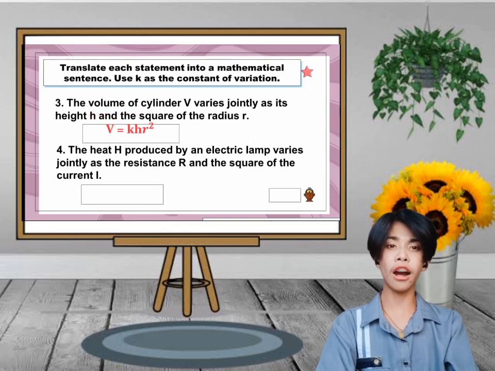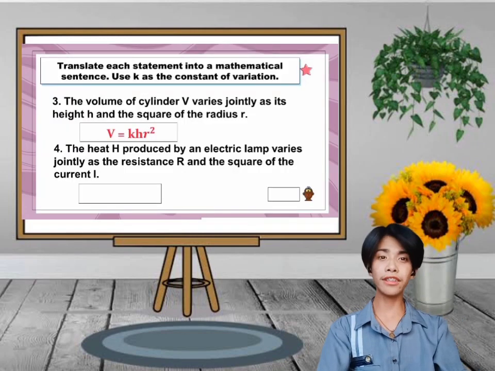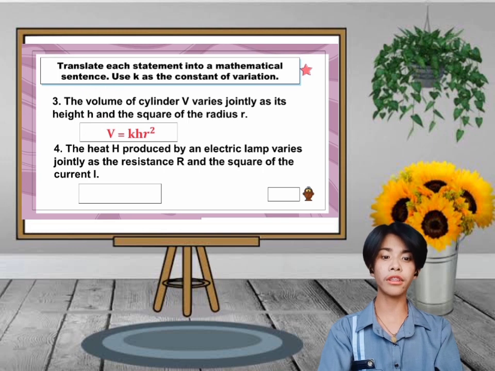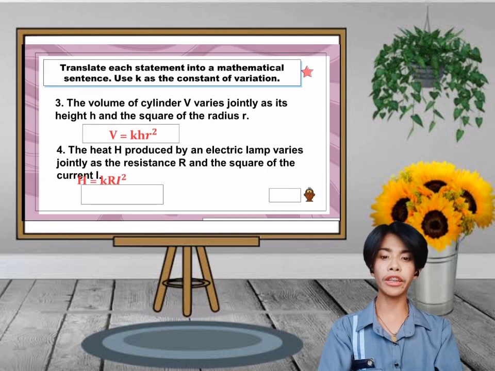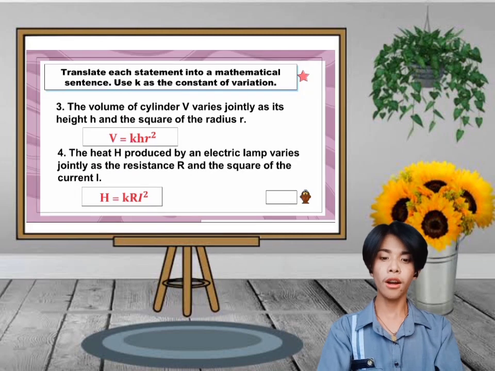V equals khr squared. Lastly, number 4, the heat H produced by an electric lamp varies jointly as the resistance R and the square of the current I. So, may square ulit ito, it means this is I squared. So, H equals KR I squared, or pwede naman mauna yung I squared bago yung R.